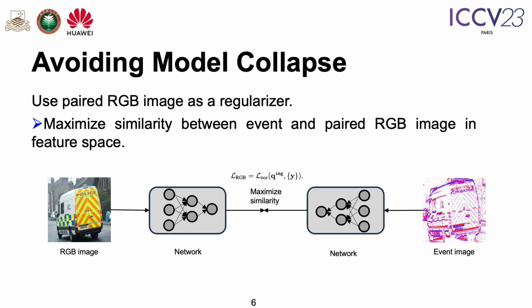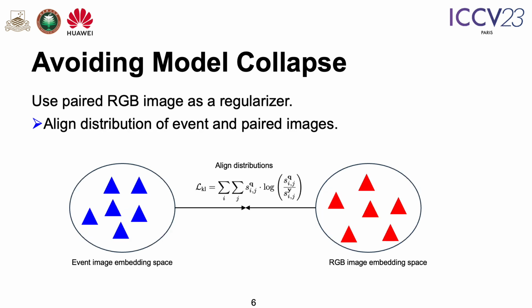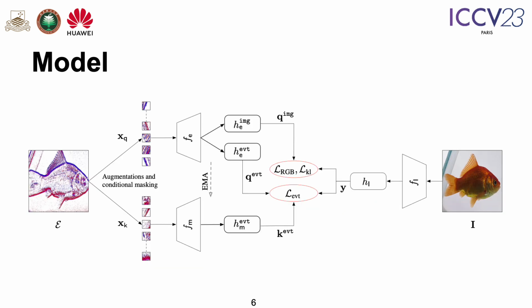Secondly, we perform instance discrimination between paired event and RGB images to maximize the similarity between matching pairs. Third, to better align event and RGB embedding spaces, we first separately fit two probability distributions in the event and RGB embedding spaces by calculating their pairwise similarity, and then use KL divergence to minimize the distribution mismatch. The overall framework is shown here.